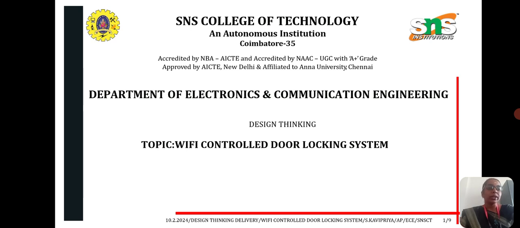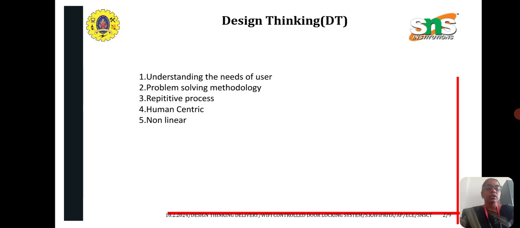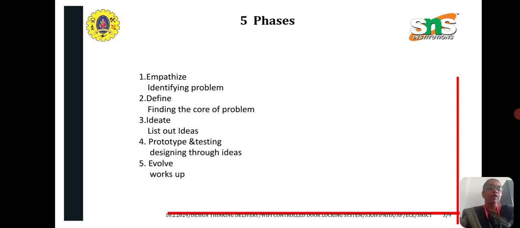Today I am going to deliver a DT based lecture on the topic Wi-Fi controlled door locking system. So first, what is a DT? DT is nothing but a process of understanding the needs of the user. It is a problem solving methodology and it is a repetitive process. It is a human centric one and it is non-linear. So totally we have 5 phases or stages in design thinking.